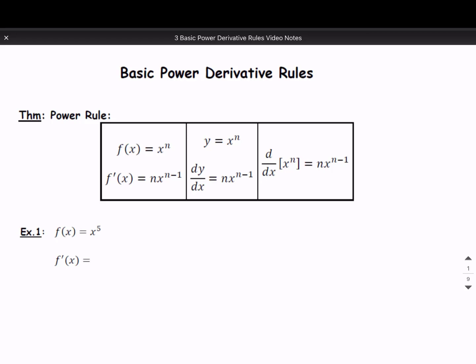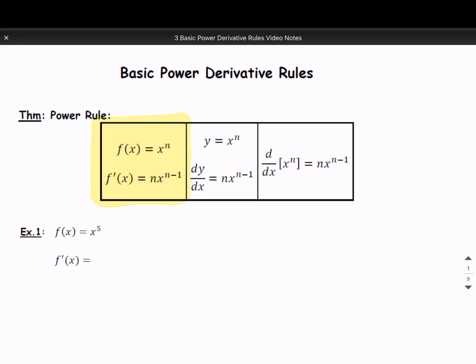This will help you so you do not have to use the definition of derivative unless specifically told to use it. So our first rule is the power rule, and you'll see it's written in 3 different ways, okay? If you take a look, this is the rule. And then it's written 2 other ways, okay? But all you need is that first part.